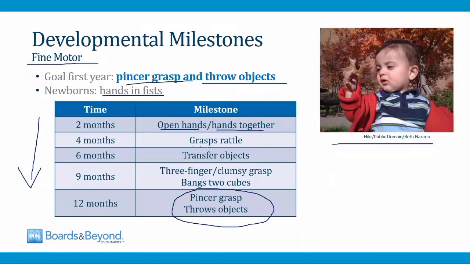At 4 months, they can grasp a rattle. This is sort of a clumsy grasp that uses the entire hand. At 6 months, they're able to transfer objects from one hand to another. At 9 months, they have a 3-finger clumsy grasp. They also like to bang things like 2 cubes together at 9 months of age. And then finally, at 12 months of age, they get the pincer grasp and they start throwing objects.